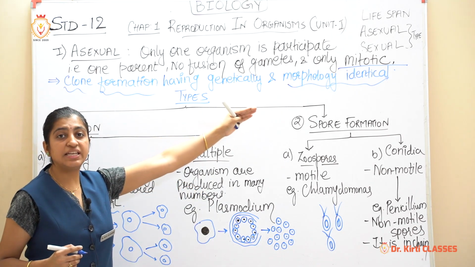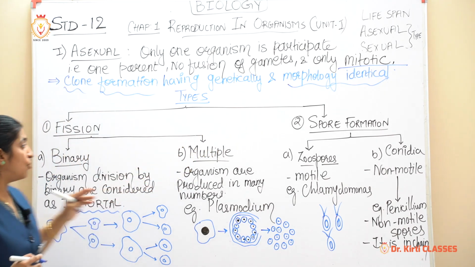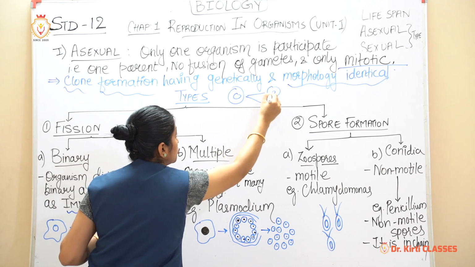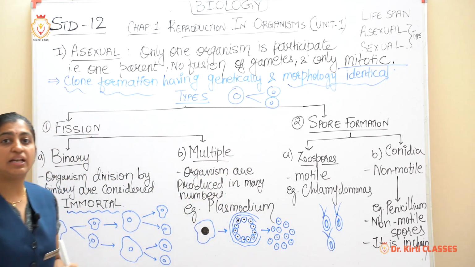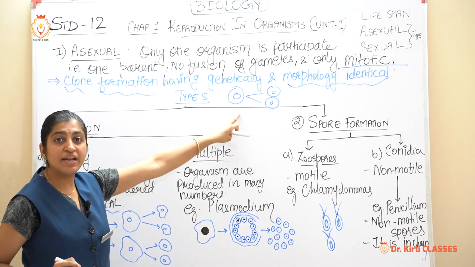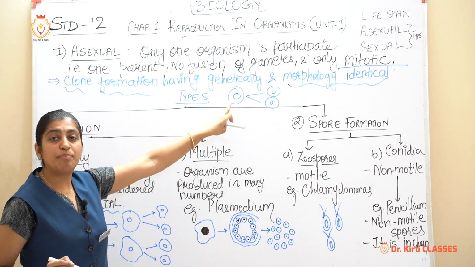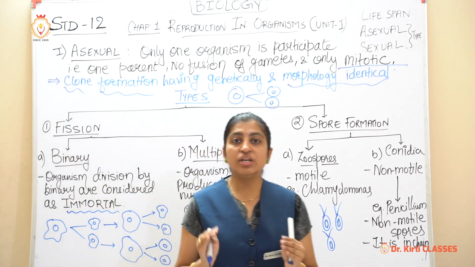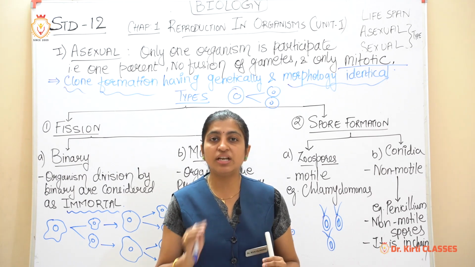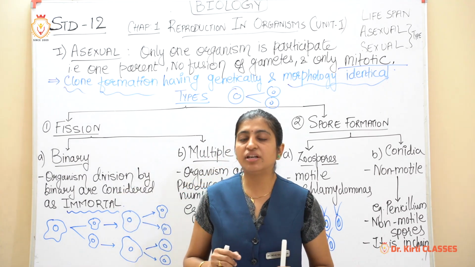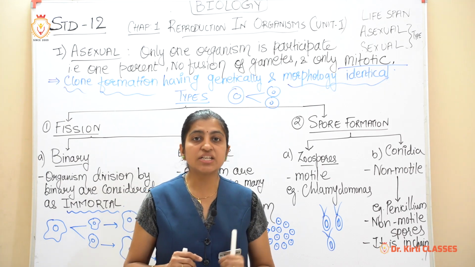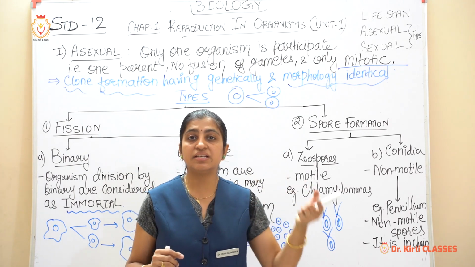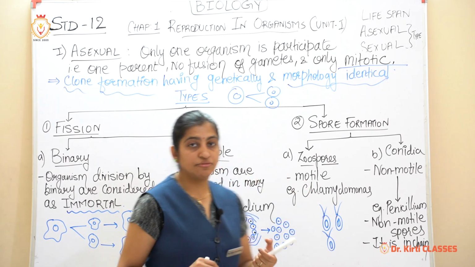So here we can see the importance of this. From one cell, it will be divided into two identical cells from the one single parent. That means this parent becomes immortal. I repeat again, only the single cell is immortal. How, we will see with an example. After studying the types of asexual reproduction, I will tell you this sentence: a single cell is always immortal. How it is, we will see.